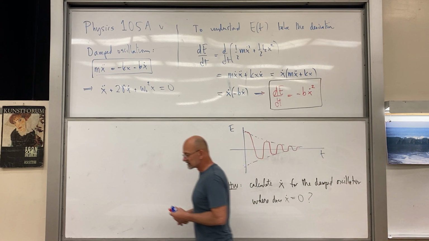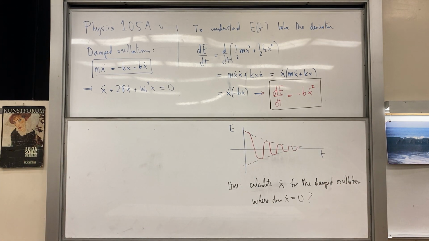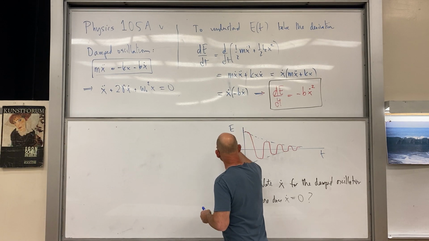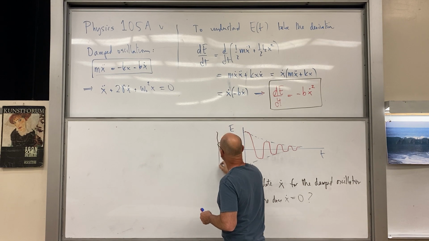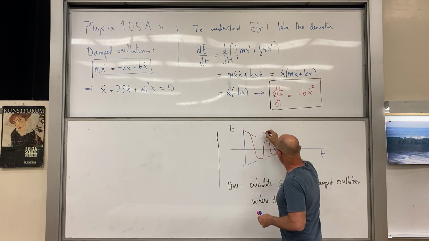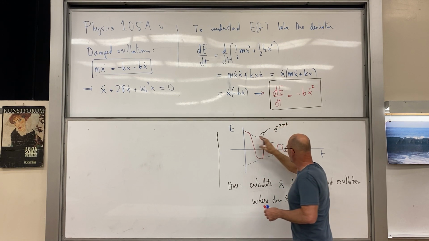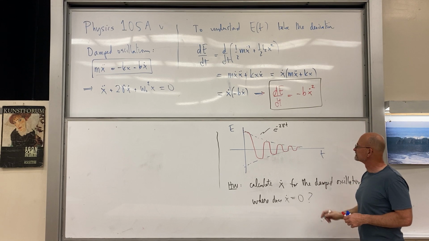Okay, let's consult the clock. So once we have this, again, the envelope here is going as e to the minus 2 gamma t, and then we've got the structure inside.